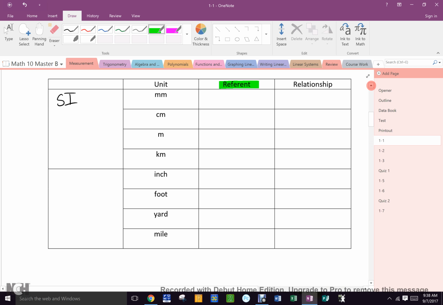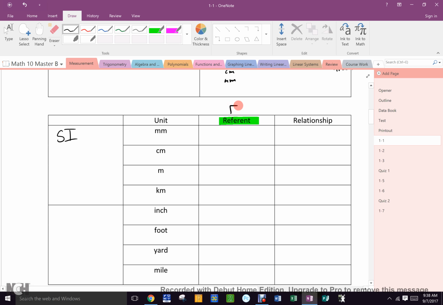So a referent is something we use to estimate a measurement. And it should be a regular everyday thing that we all have, because very rarely are you carrying around a tape measure. If you had to make a referent for a millimeter, what do you think you could use? The reason I said somebody stole this was because earlier I was talking about milliliters and somebody said a teardrop. That's a referent.